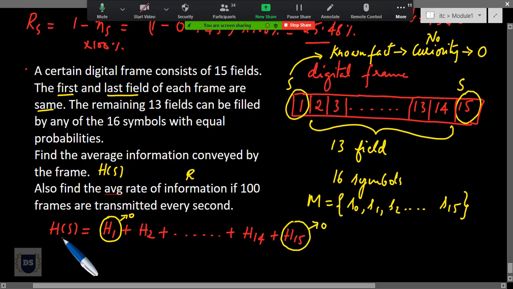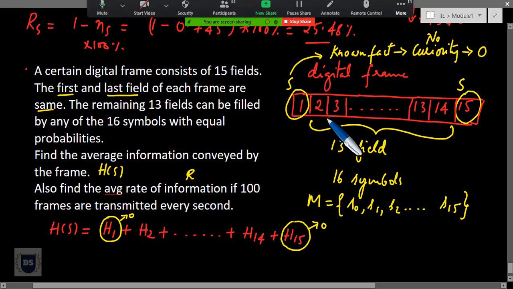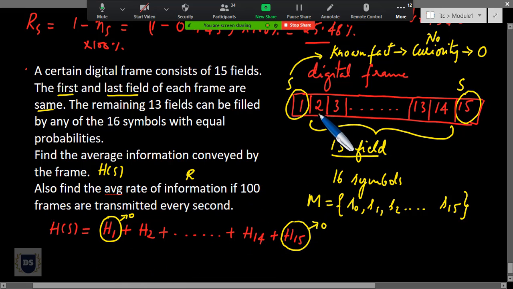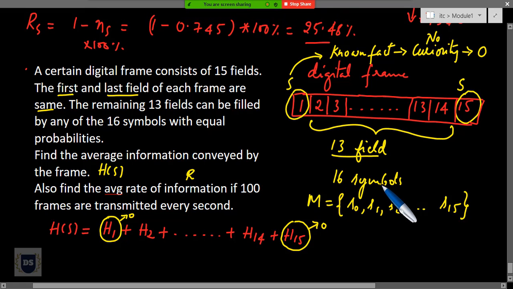So this overall entropy is contributed only by these 13 fields that can have any of these 16 symbols in them, and hence we are supposed to calculate entropy only due to these 13 field values. If we clearly see this, these fields can carry any of these 16 symbols, and hence all these digital fields have equally likely probability.